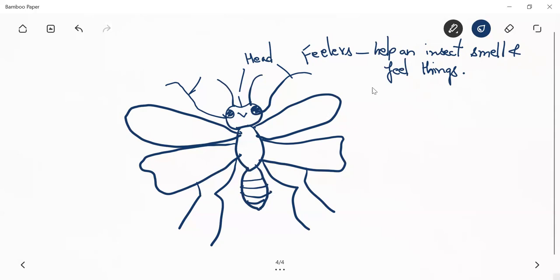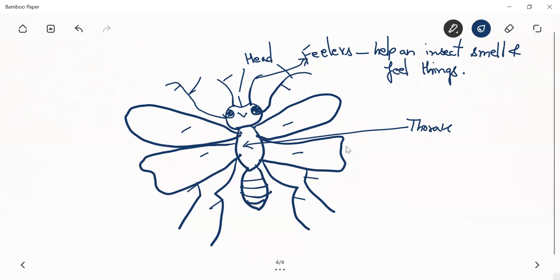Now, all insects have six legs. Can you see the legs? This is the feelers. This is the legs: one, two, three, four, five, and six. All insects have six legs and most insects have two pairs of wings. This is one pair, and this is the second pair. The body of an insect also has a thorax. This part is the thorax. Understood? The body of an insect has a thorax and an abdomen also.